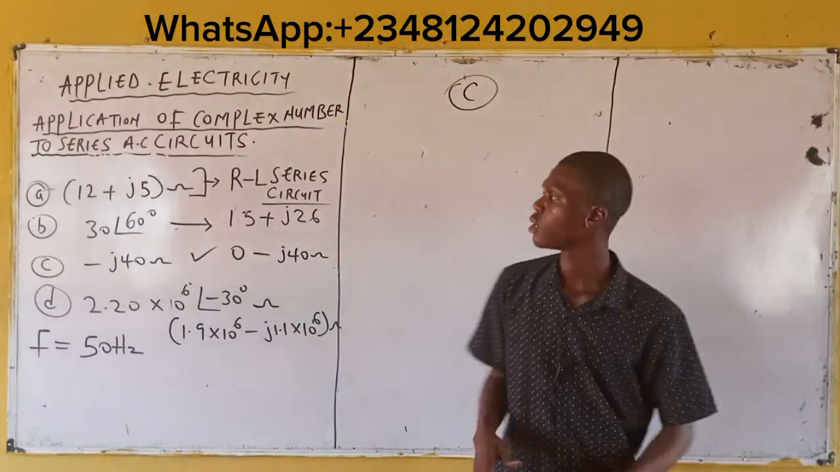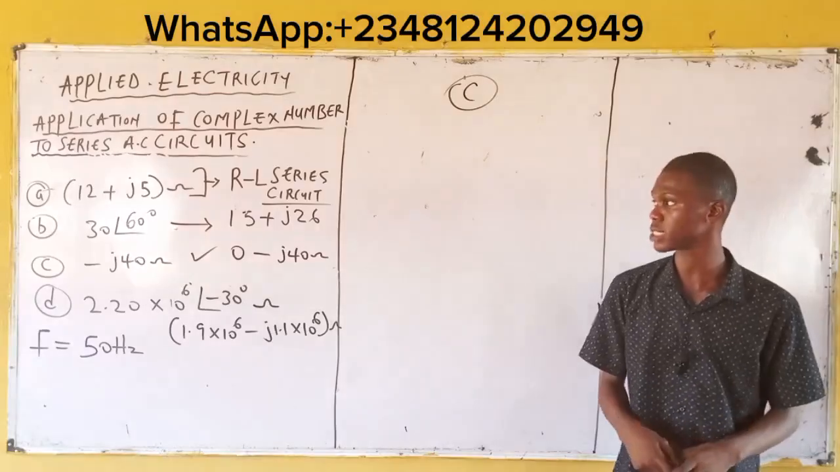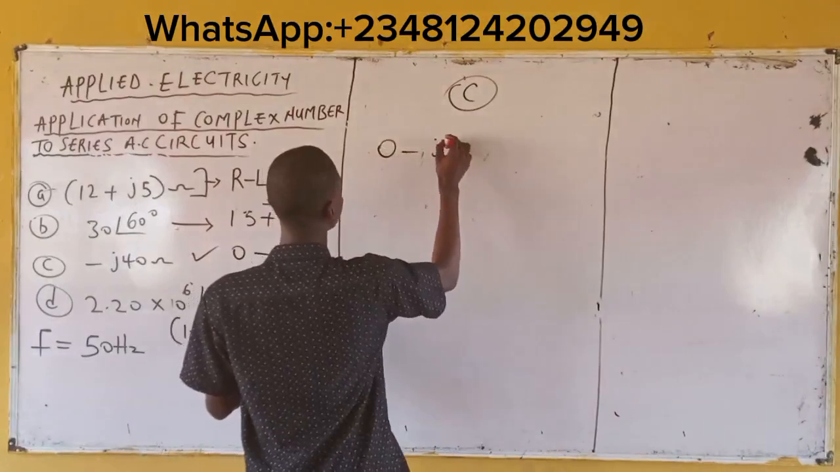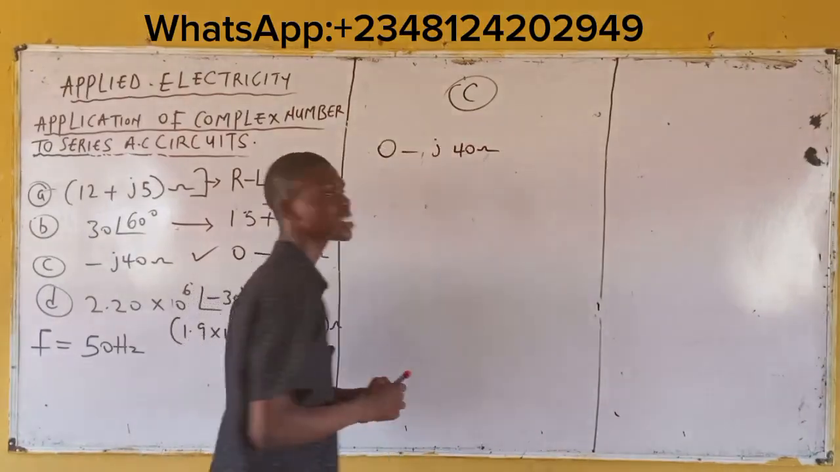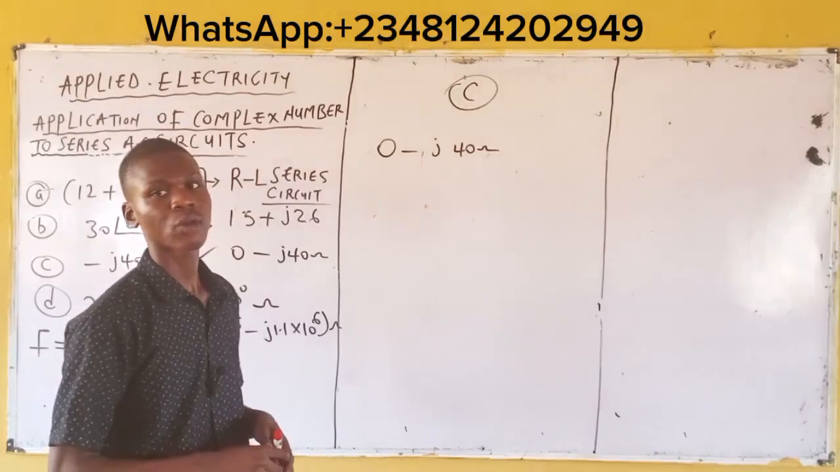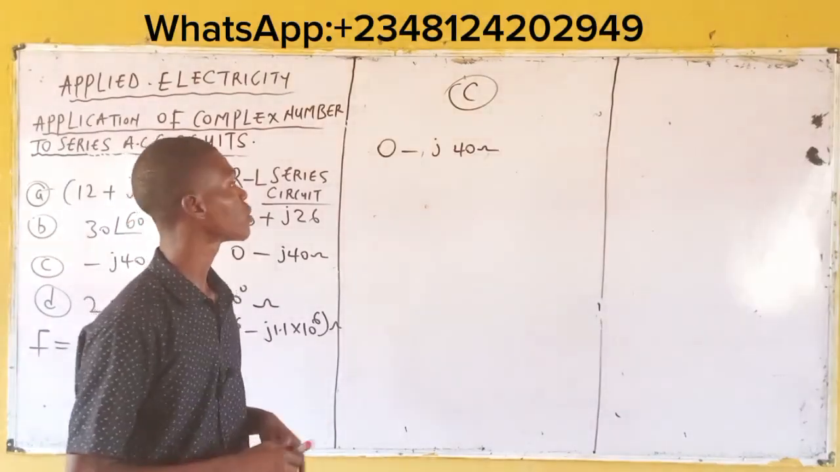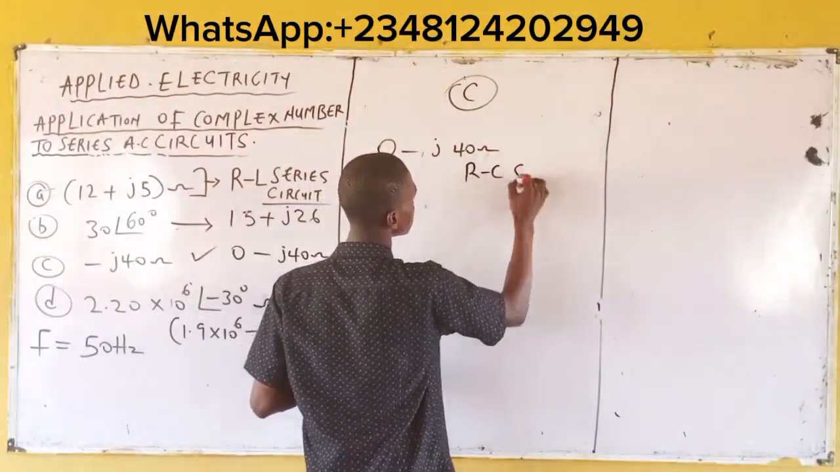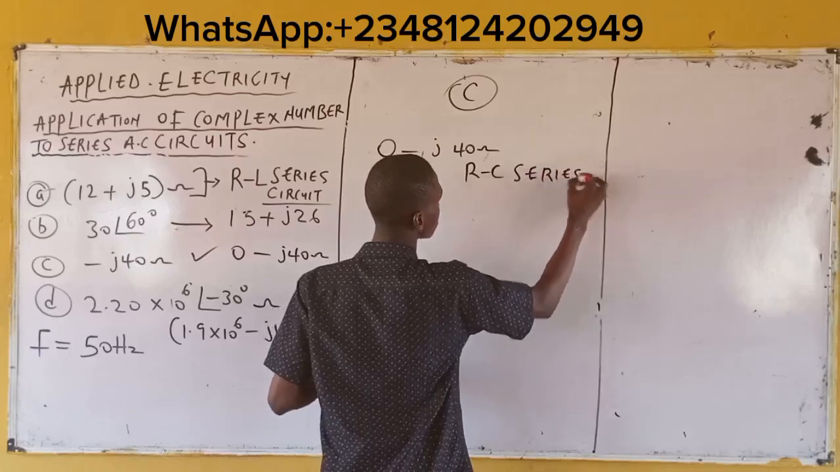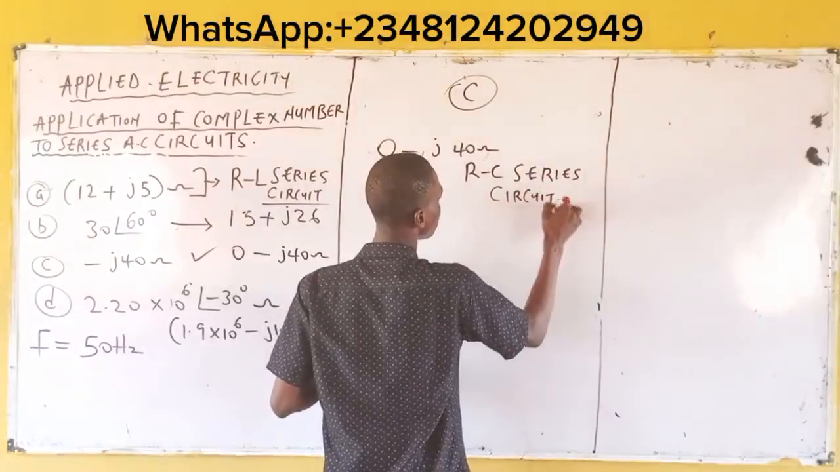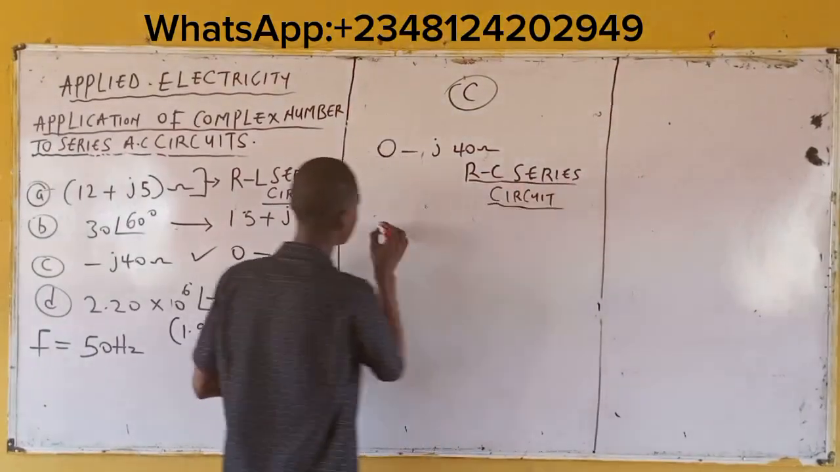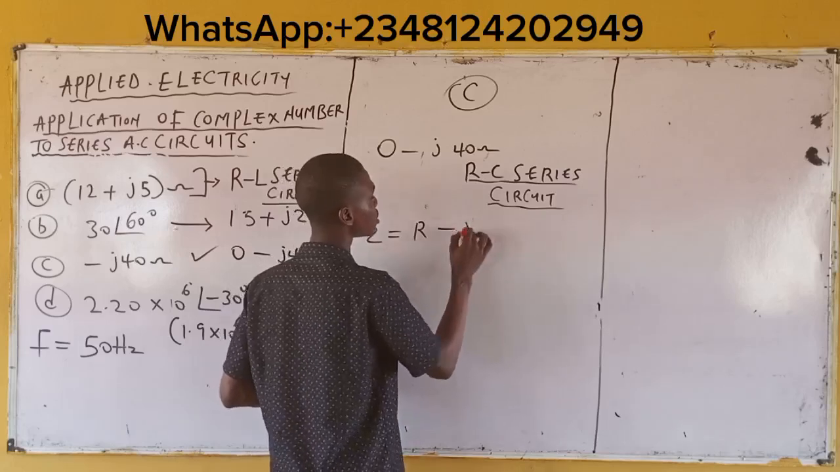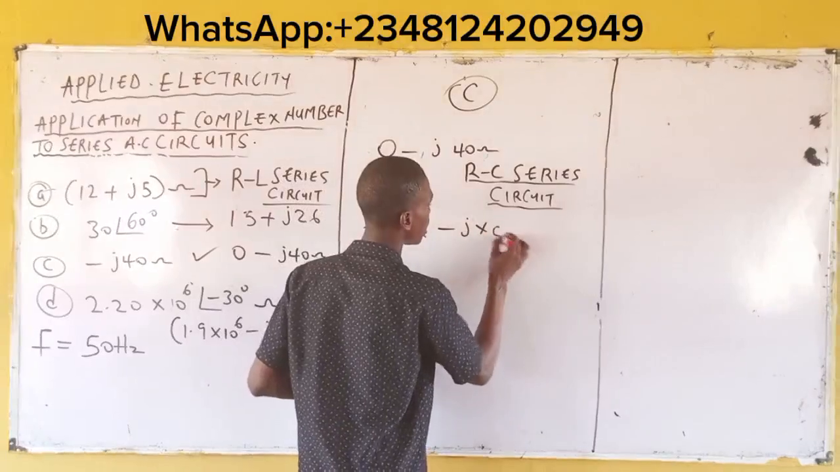Let's solve for C. What's the first step? What's the impedance here? Given as 0 minus j40 ohms. Now, what type of series circuit is this? Why do you say RC series circuit? Because of the sign. So this is an RC series circuit. Then what's the impedance of an RC series circuit? Z is equal to R minus jXC. Any question on this?